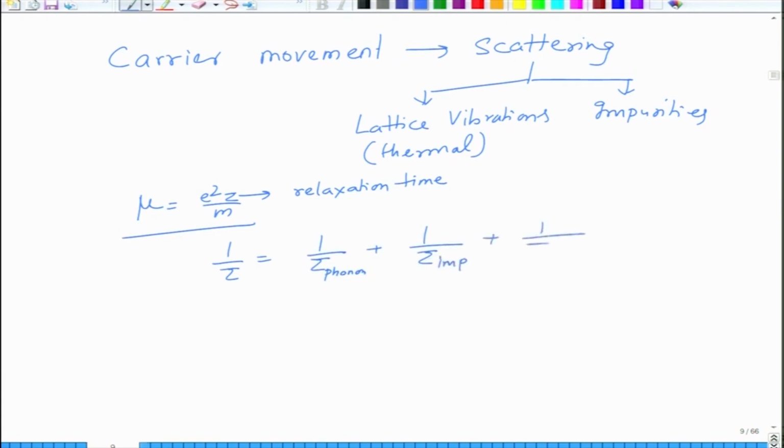You might also have defects like dislocations, vacancies, and so on. There are various contributions to it. Generally, this tau decreases when you increase the impurity concentration or you increase the temperature, because when the temperature increases, the lattice atoms tend to vibrate more. As a result, there is more scattering of carriers, and when you increase the impurity concentration, again the carriers tend to get scattered more.